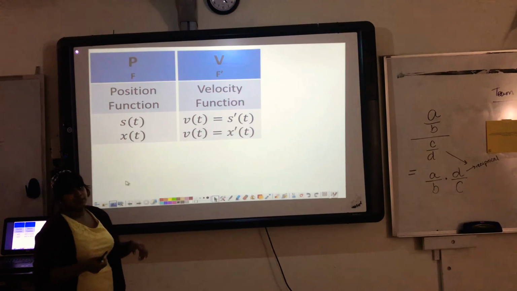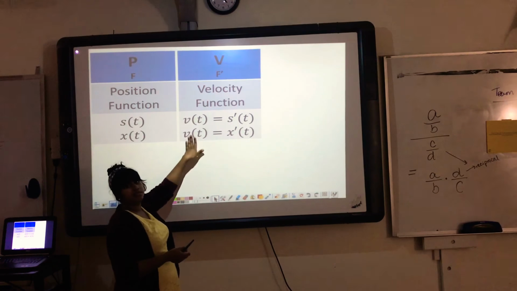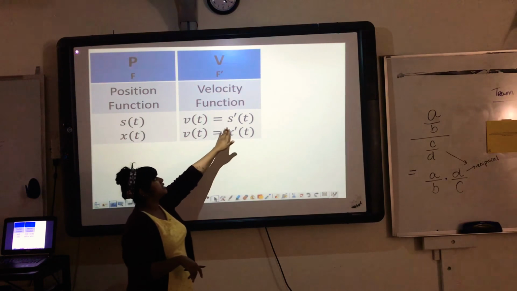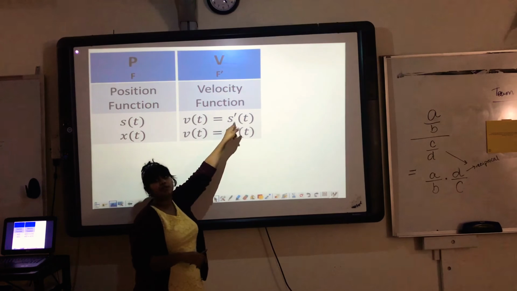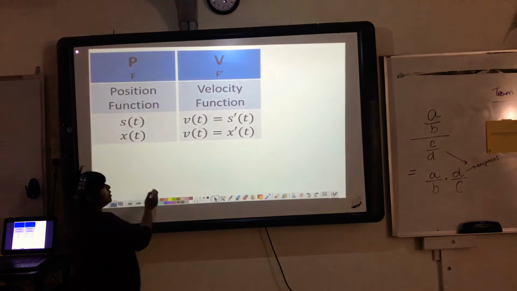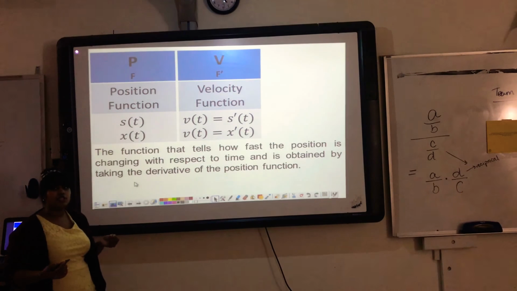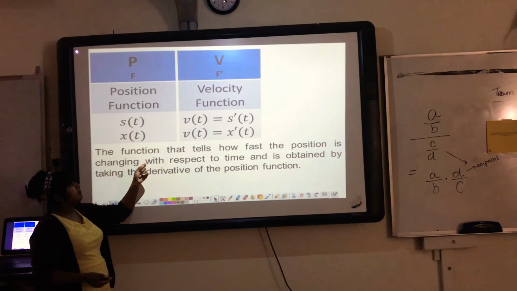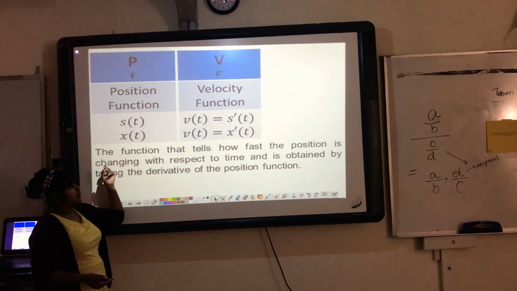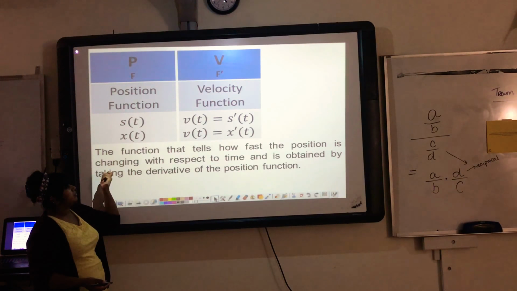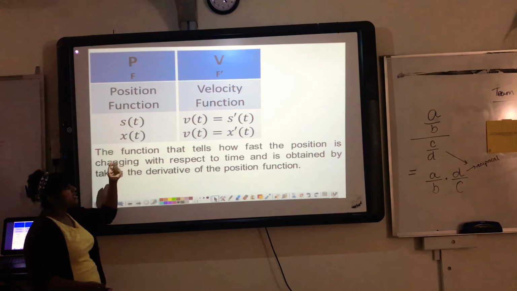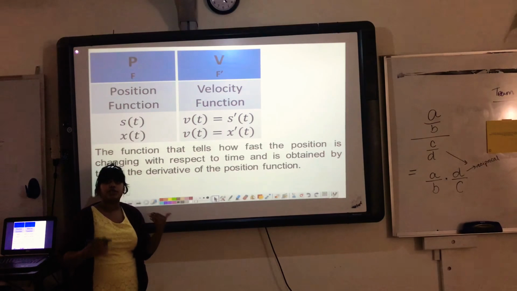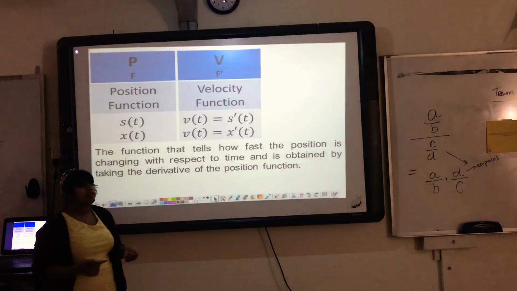But what about velocity? So velocity can be represented as v of t, but velocity is going to be equivalent to the position's derivative, so s prime or x prime. But what is velocity? Because it's the derivative, that means that it must be change in position. So velocity is the change in position. So when we hear those words, change in position, that's got to be my derivative.